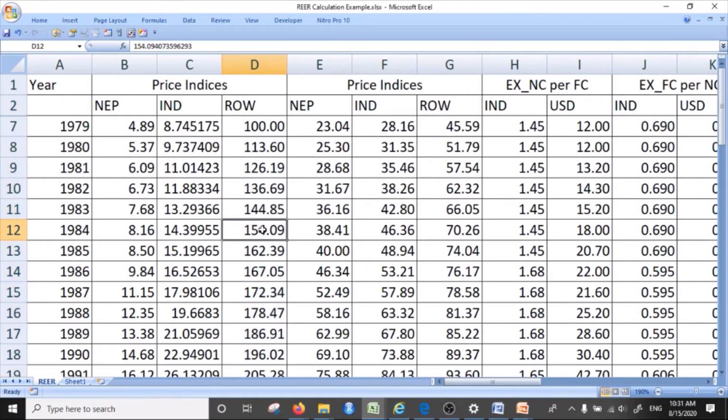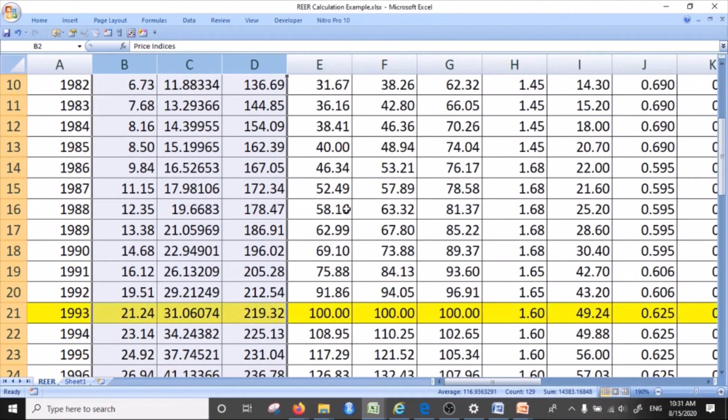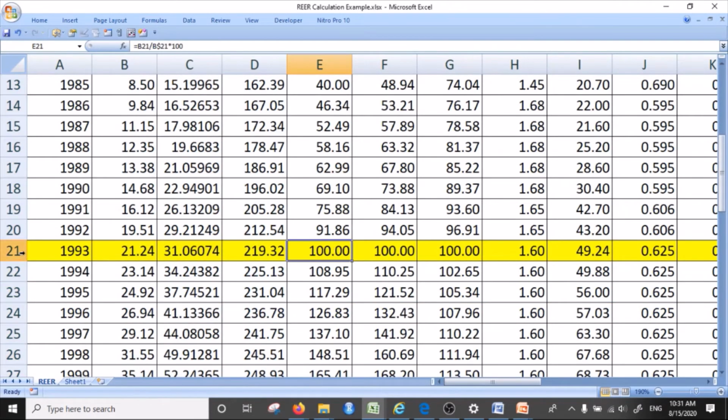So the first thing we have to do here is to re-index the price indices to a common base year. So we have re-indexed the CPI with the base year 1993. We have chosen this year because Nepal's exchange rate with India has not been changed from 1993. It has been fixed at 1.6 per 1 INR.